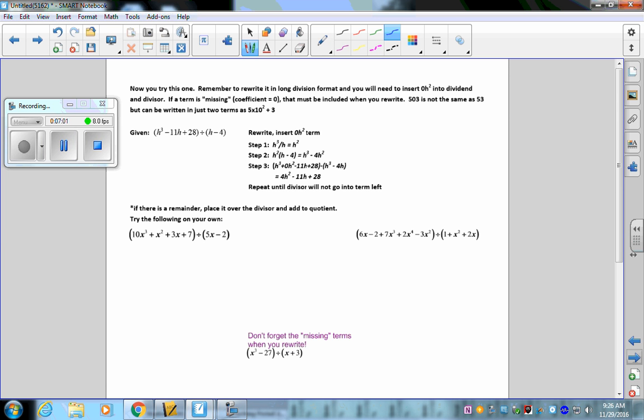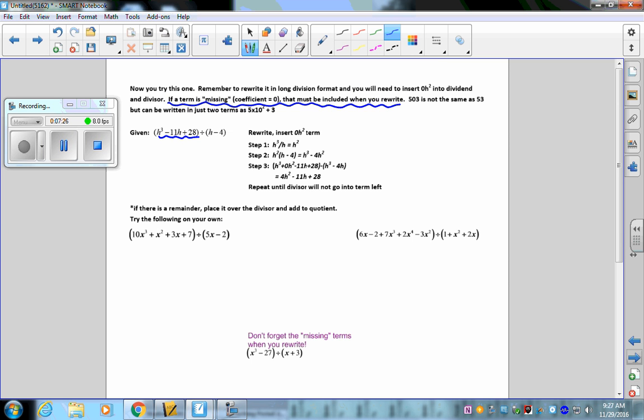All right, now, super important, this sentence right here. If a term is missing, then it must be included when you rewrite the problem. So when I look at this one, the term of the dividend, what I'm dividing, okay, not what I'm dividing by. So if you notice, I have h cubed minus 11h plus 28. The h squared term is missing. So I need to include that when I'm doing my dividing work.